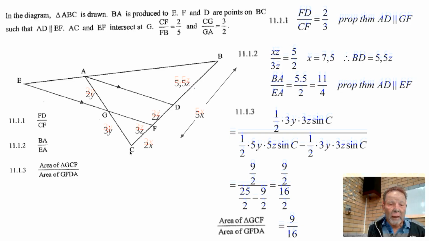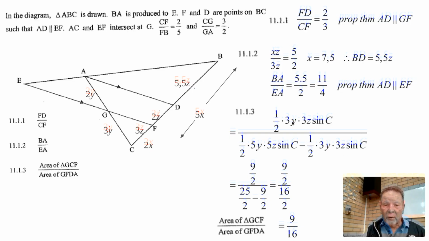The area of the big triangle is 1/2 times 5y times 5z, that's the bigger triangle, times the sine of the same angle. But I need the area of this little piece here, so I have to take away this little triangle again. So that's what I did: 1/2 times 3y times 3z times the sine of C.